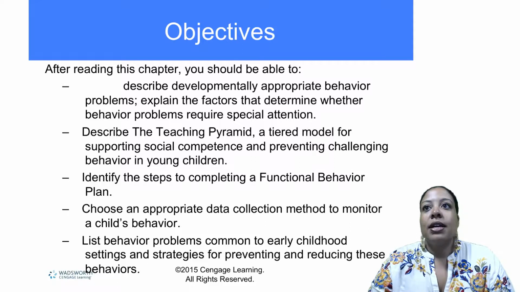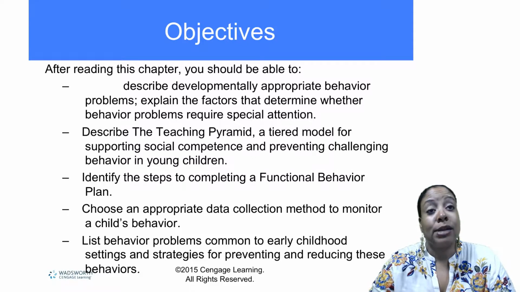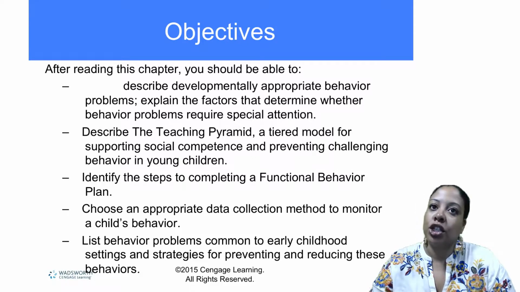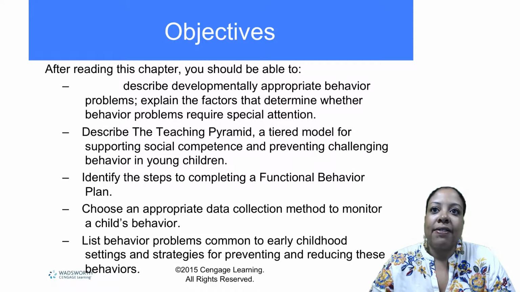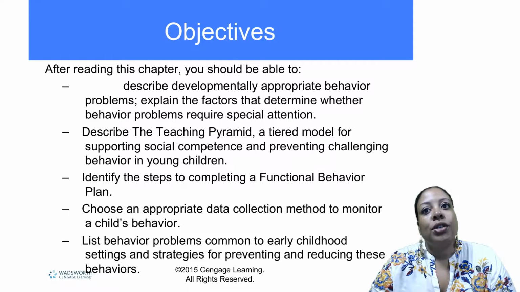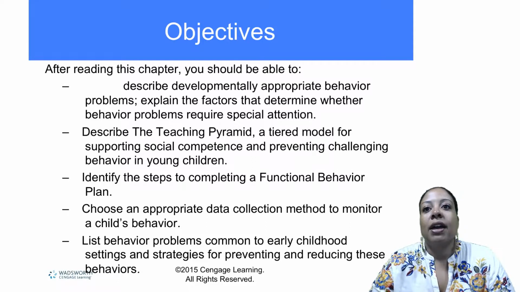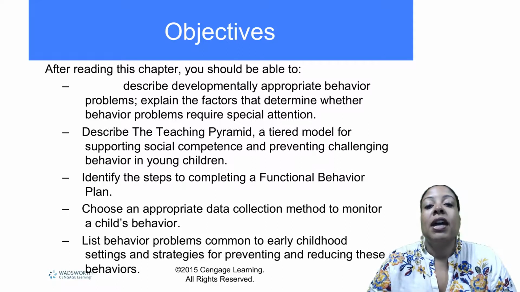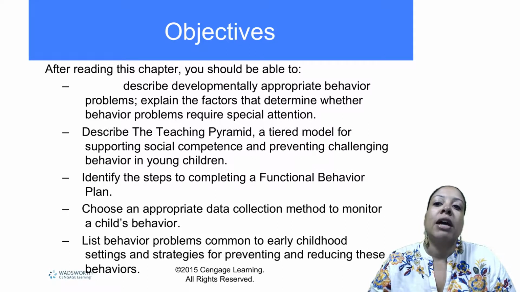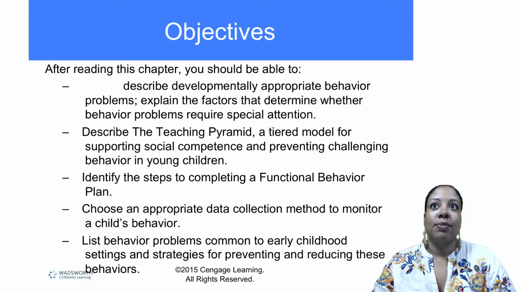Number 2, describe the teaching pyramid, which is a tiered model for supporting social competence and preventing challenging behaviors in young children. 3, identify the steps to completing a functional behavior plan. 4, choose an appropriate data collection method to monitor a child's behavior. And finally, list behavior problems common to early childhood settings and strategies for preventing and reducing these behaviors.